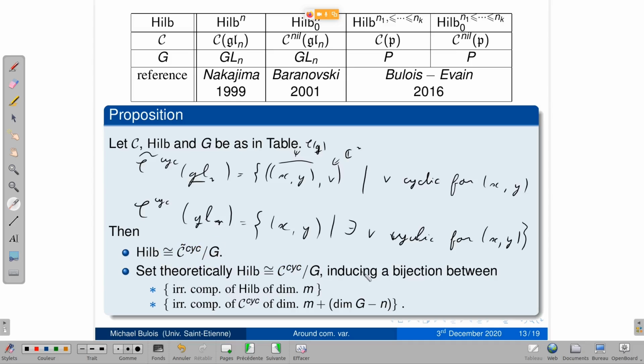Theoretically, we have a bijection between the irreducible components of the Hilbert scheme, which are of dimension m, and the dimension of the commuting variety, with some additional term. We should note that this is included in the set of irreducible components of the commuting variety itself. Okay, so this is the link between the Hilbert scheme and the commuting variety.